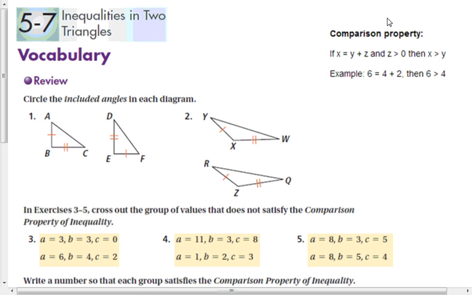Hey students, this is lesson 5.7, inequalities in two triangles. We're going to learn the inequality theorem of triangles here and learn how to apply that to problems.